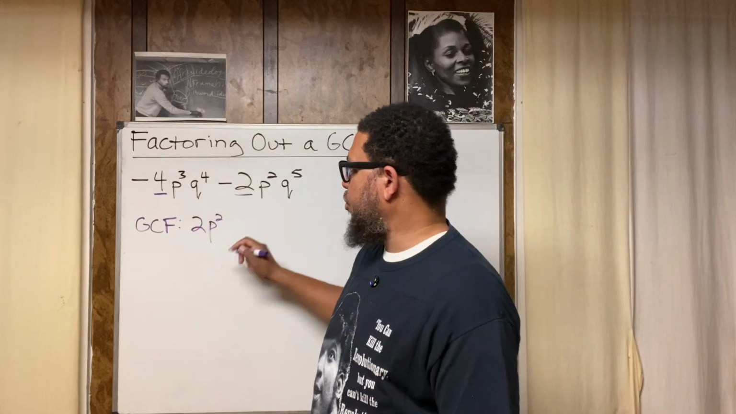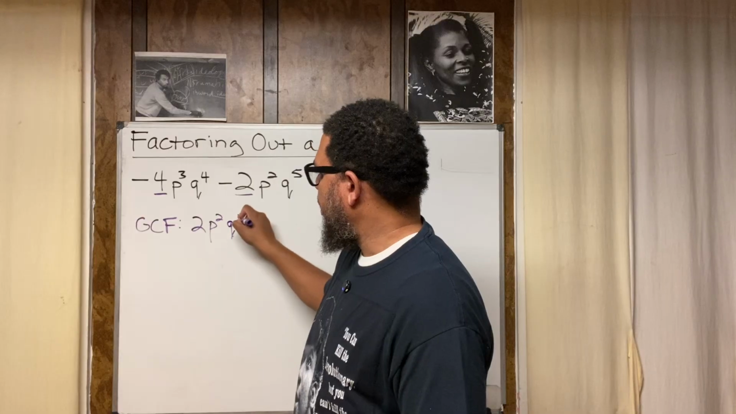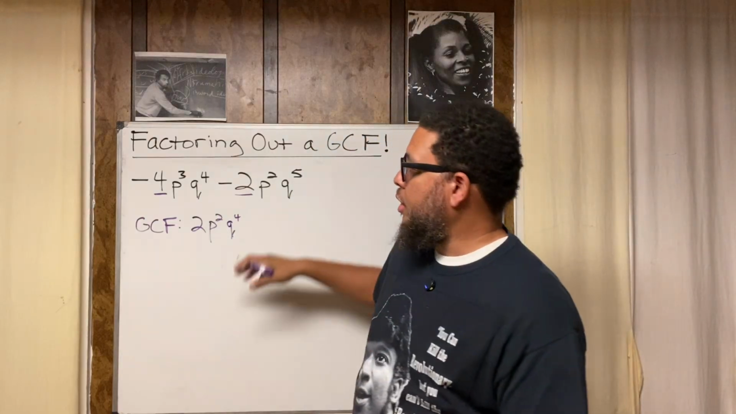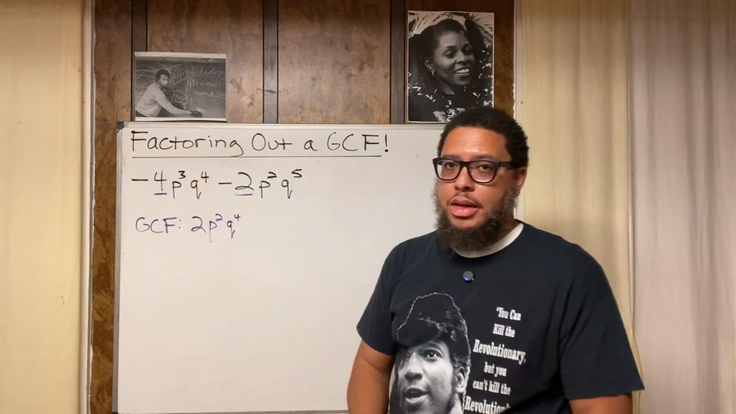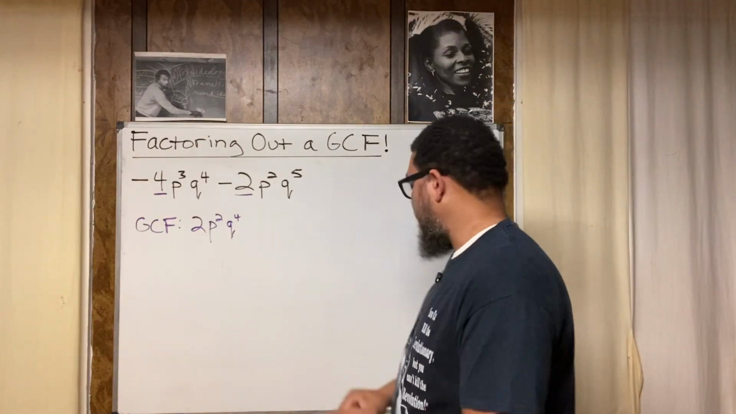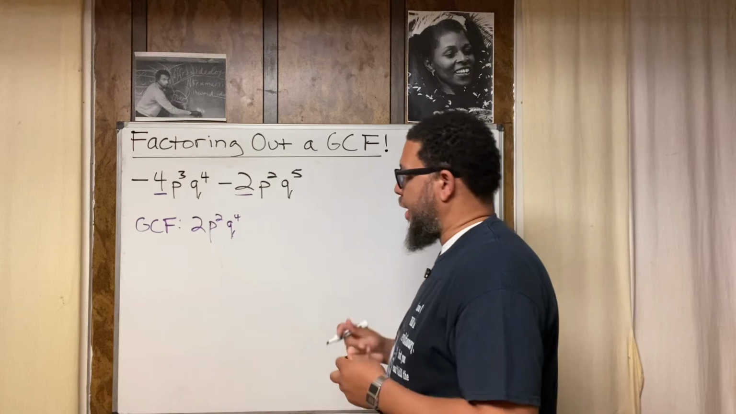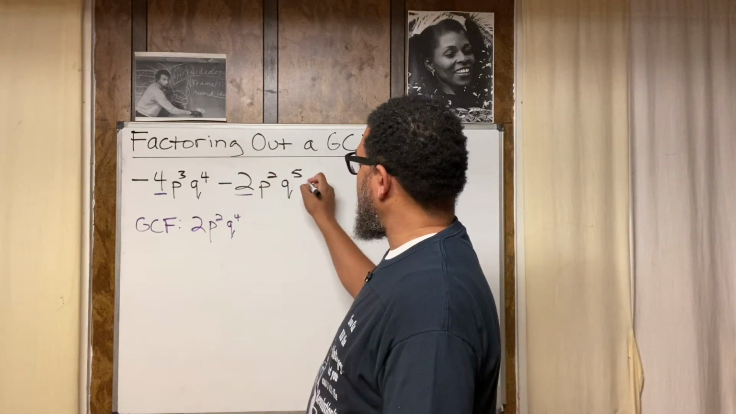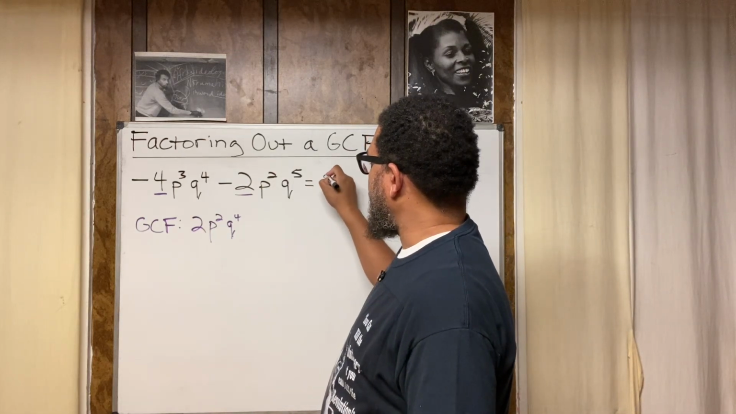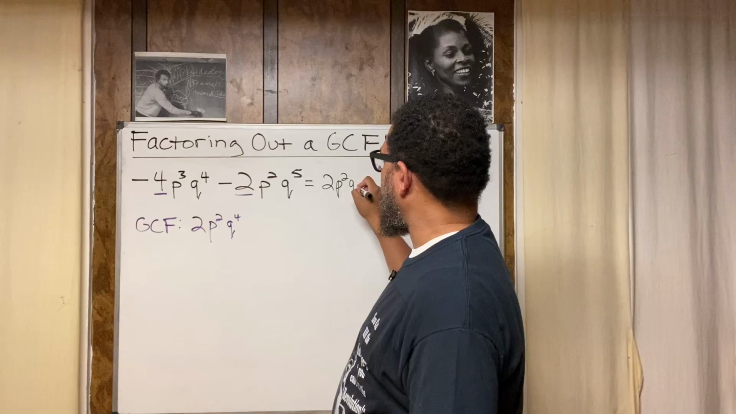All right. So q to the 4th, because 4 is less than 5. So this is my GCF. Now, next question is, what do I do with the GCF? What you do with the GCF is you write it down adjacent to a set of parentheses. So you write 2 p squared q to the 4th.